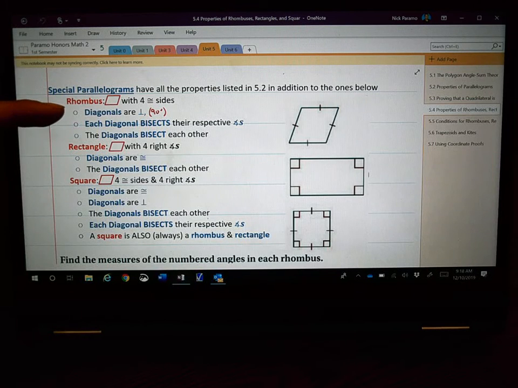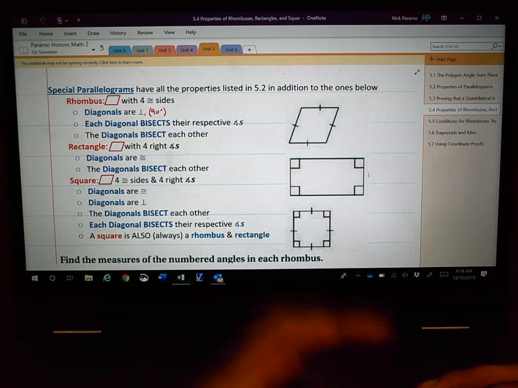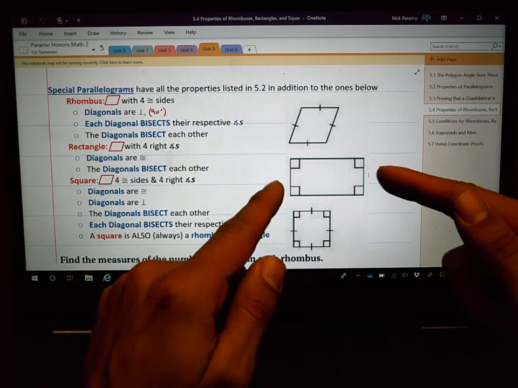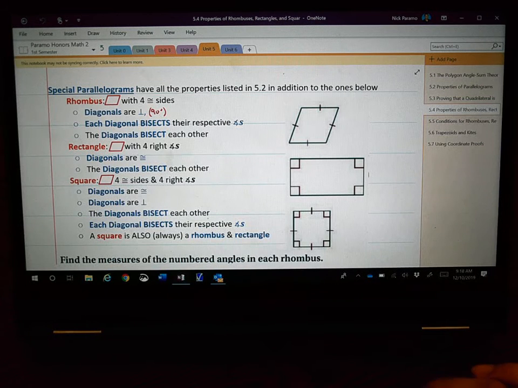A rhombus, though, by itself has 4 congruent sides. Sometimes it's a rhombus, sometimes it could be a square if it also has the 4 right angles. A rectangle has 4 right angles by definition, so sometimes it's a square if the 4 sides are congruent. We just don't know most of the time.